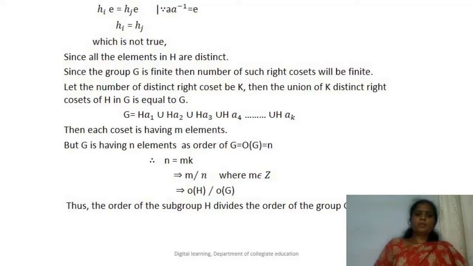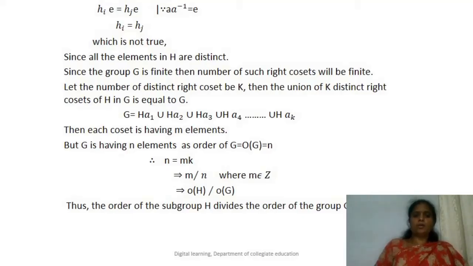Then each coset has m elements. Ha1 has m elements, Ha2 has m elements, like this, all the cosets have m elements. But G has n elements here. So order of G is equal to n. A right coset has m elements, and the group G has n elements. Therefore, we can write n is equal to m times k.